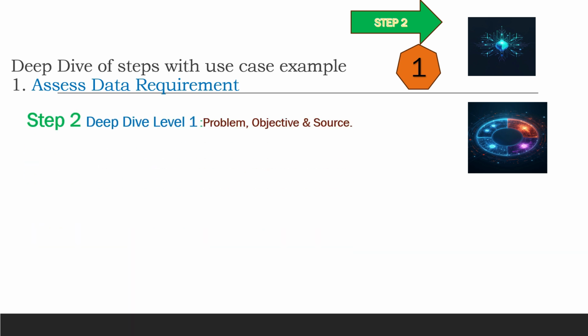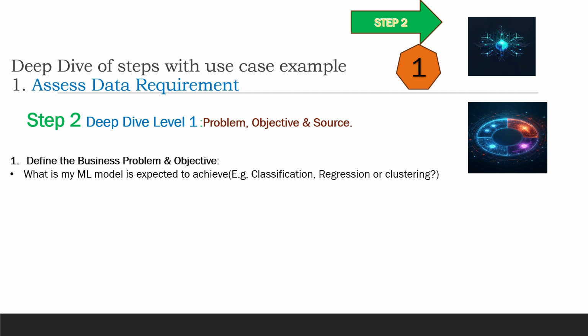And how do you assess? In our step one session, we discussed the problem statement definition, the objective of your activity, and the roughly high-level source detection. Let's take a little recap. We defined the business problem and the objective, basically what my ML model is expected to achieve. Is it a classification problem, a regression problem, or a clustering problem?